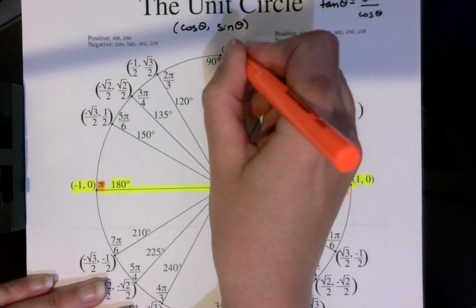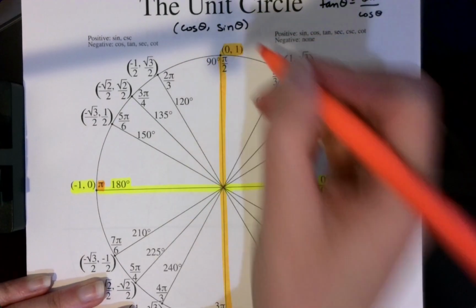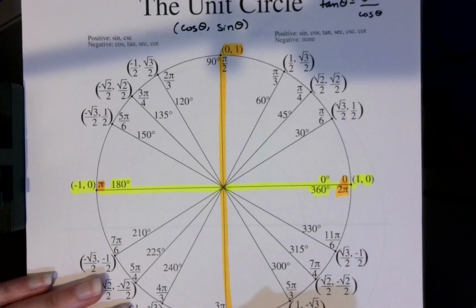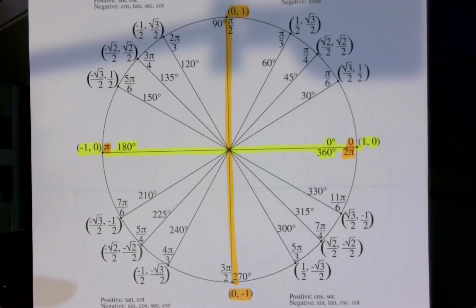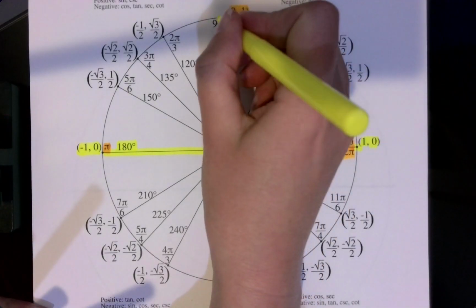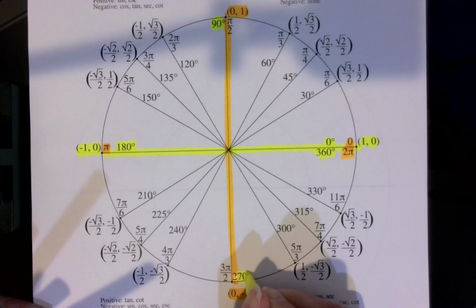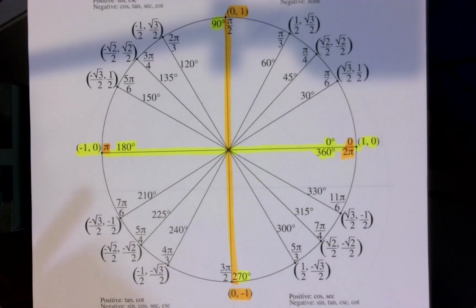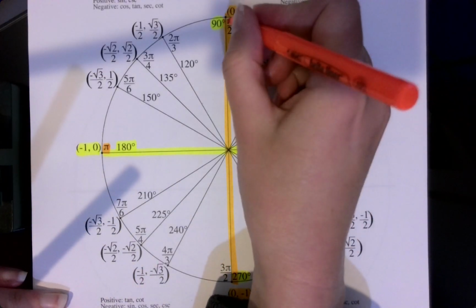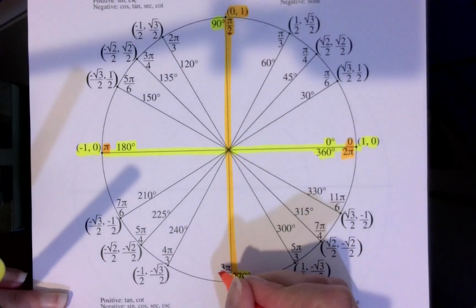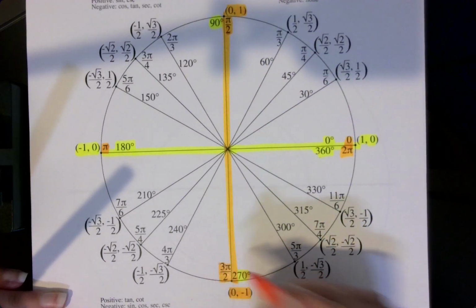And on our y-axis, the ordered pairs on the unit circle will be at a height of 1 or negative 1. So we're at (0, 1) or (0, negative 1). We know that these in degree measure are the angles 90 degrees and 270 degrees. And those would correspond to the radian measures of pi halves and 3 pi halves.